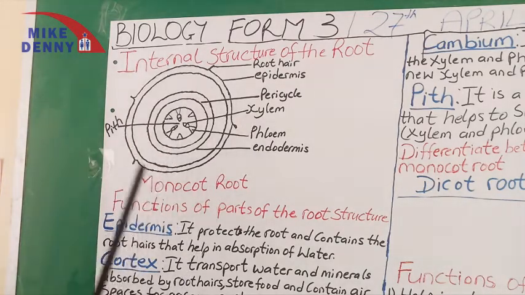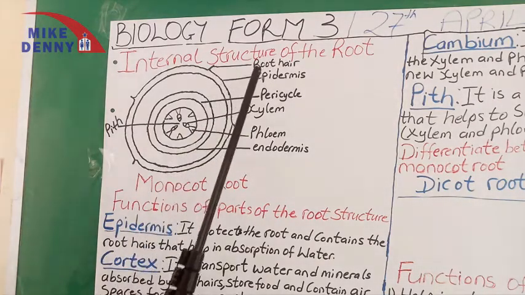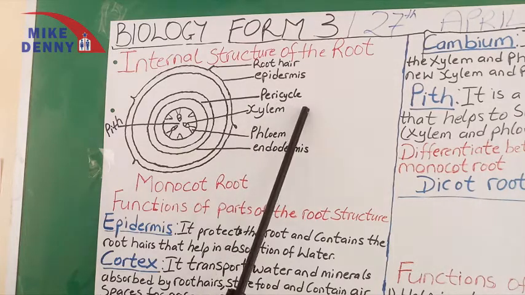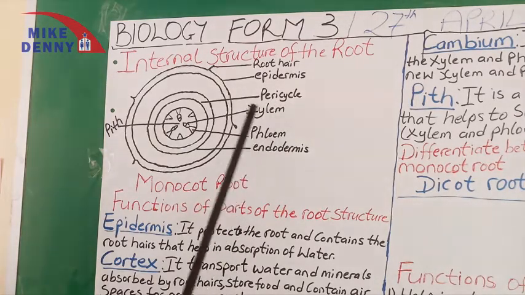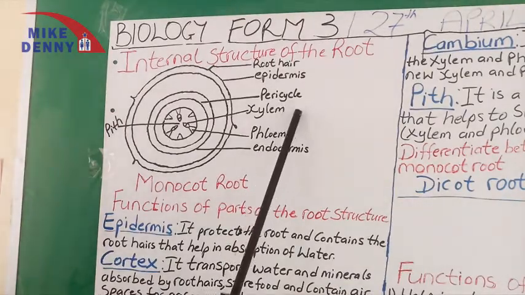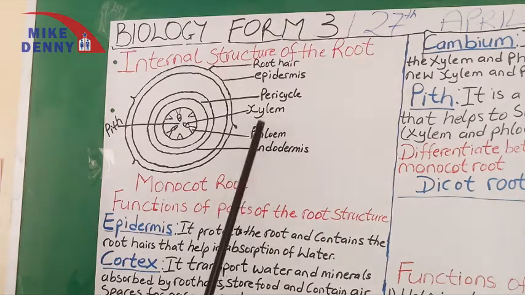And if you look at this monocot root, just like the dicot root, we'll discover that there's a root hair, there's the epidermis, there's the pericycle, we have the xylem, we have the phloem, we have the endodermis. In our last class, we made mention of these two parts, the xylem and the phloem.